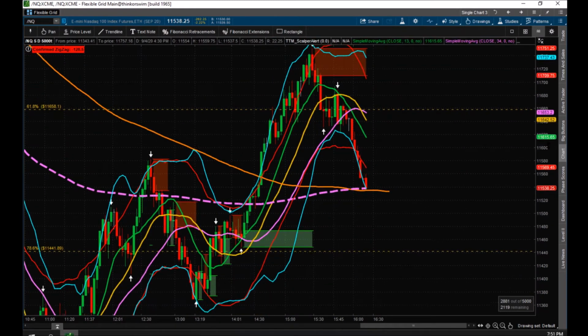Let's see. We are below the 13. The 21 crossed over. The 34 is above, so it's a downtrend. The 200 could be the bounce. We shall see.